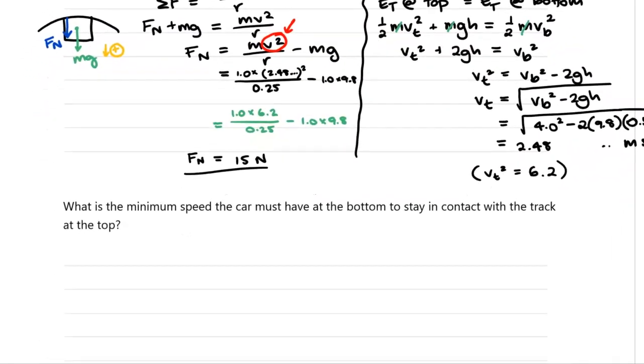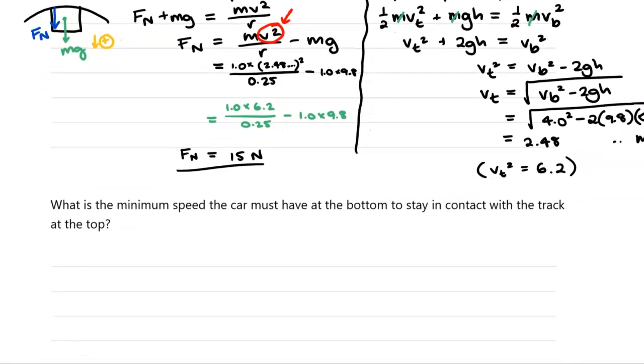Now, a very typical next question is coming up here. What is the minimum speed the car must have at the bottom to stay in contact? And let's make that a note. Car must have at the bottom. So it's now saying we're not at that 4 meters per second anymore. We're going to be something less than that, a minimum speed, in order for the car to stay in contact with the track at the top. So we're going to be looking at a boundary condition here.